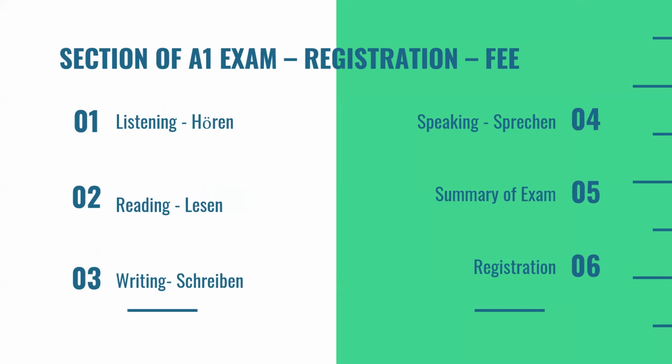So the first section is listening, which is called Hören in German language. The second section is reading, which is called Lesen. The third section is writing, which is called Schreiben. The fourth section is speaking, and it is called Sprechen.